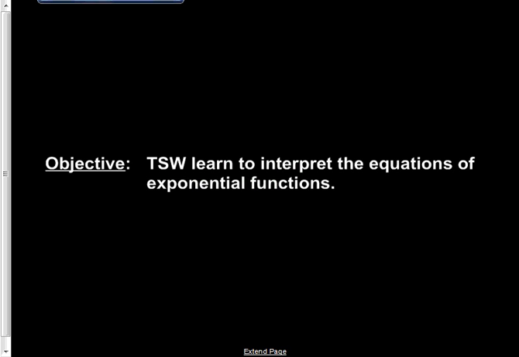Our objective is to learn to interpret the equations of exponential functions. So please copy the title and the objective. As always, anytime you need more time, hit pause and then press play whenever you're ready to move on.